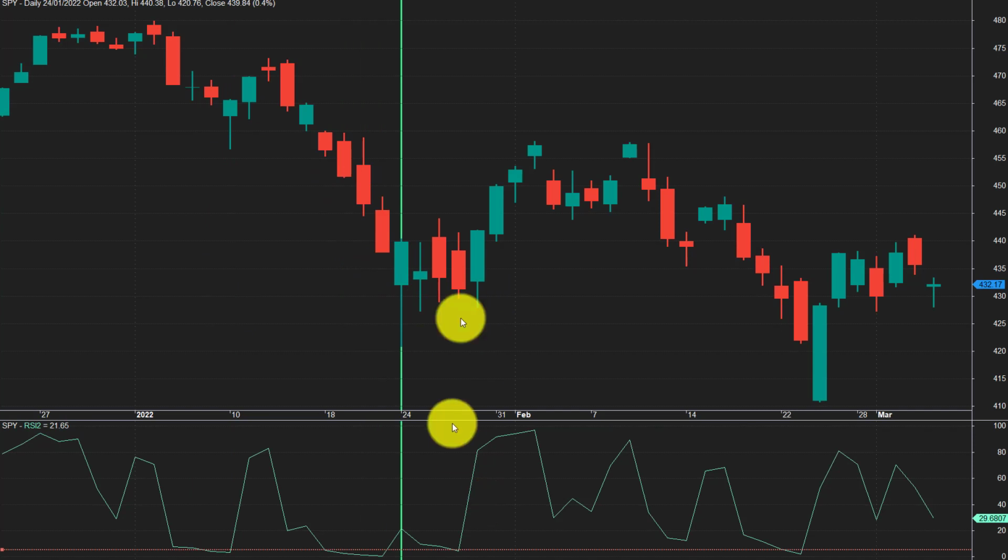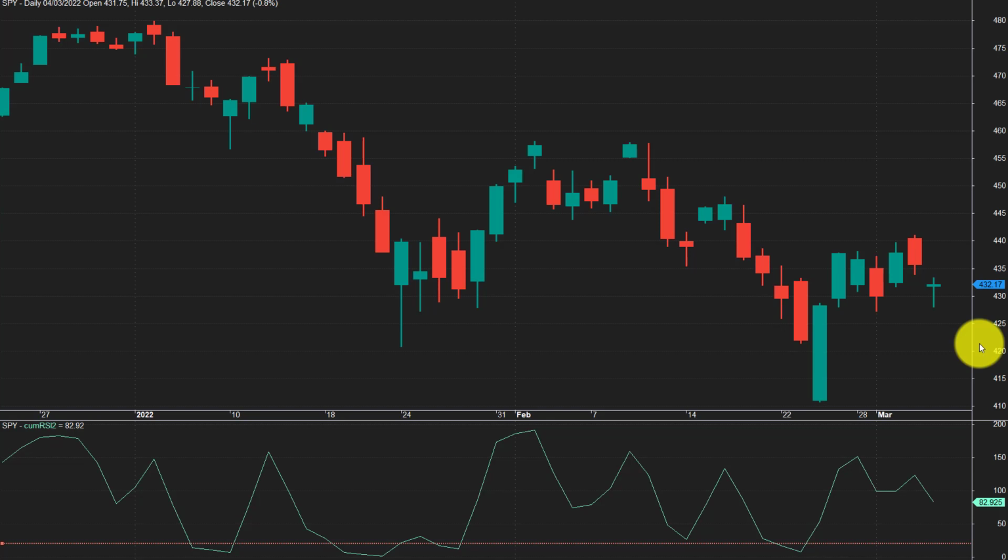But what if we use the cumulative RSI of the past 2 days instead? A slightly different approach. What I have on the screen now is the cumulative 2-day RSI with a period of 2. We can see that the plot below my price chart changed a little bit. And what we want to see is the cumulative RSI below 20.